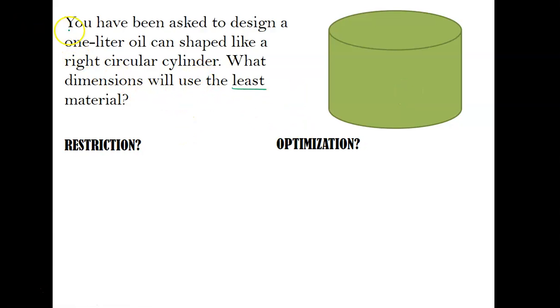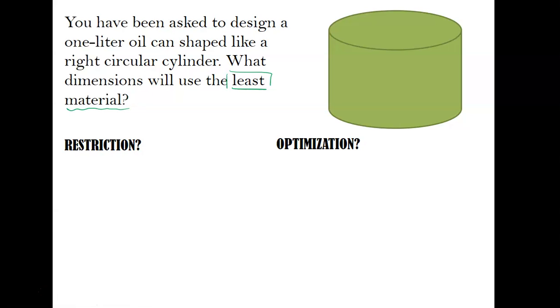Okay, so in this problem, it says you have been asked to design a 1-liter oil can shaped like a right circular cylinder. In case you're wondering, that is the fancy name for what we affectionately refer to as a cylinder. What dimensions will use the least material? So we have to do a little translation here. When it comes to optimization, I see the word least, but they say the least material. So it's up to us to think about what quantity we're trying to optimize here.